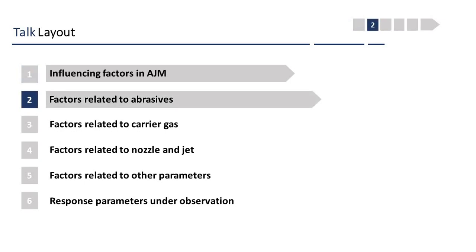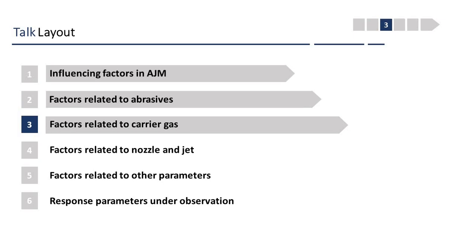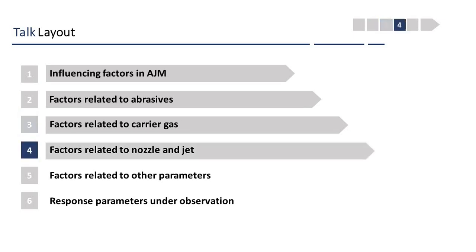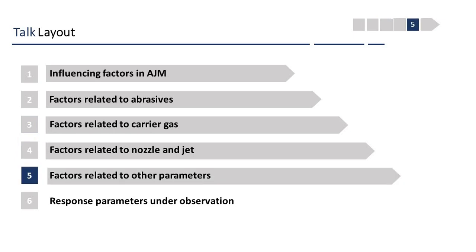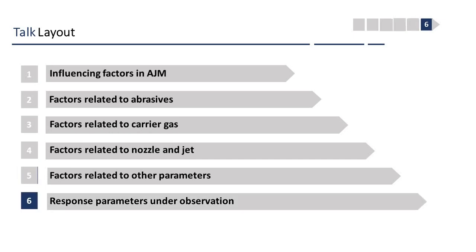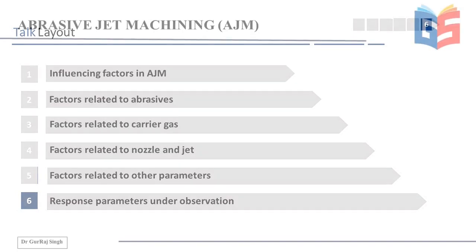Then we will focus on the various factors related to the abrasives, followed by the factors related to the carrier gas and the factors related to the nozzle and the jet. Then we will look at some other parameters which are influencing the various factors. And finally, we will look at the response parameters that are under observation in the AJM process.